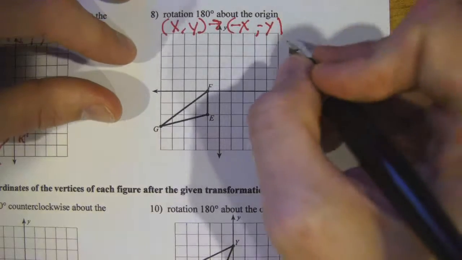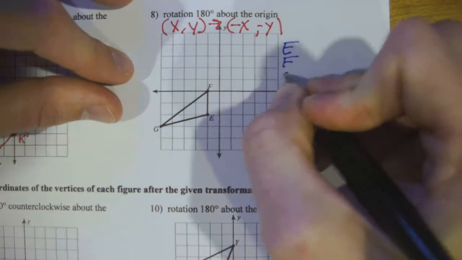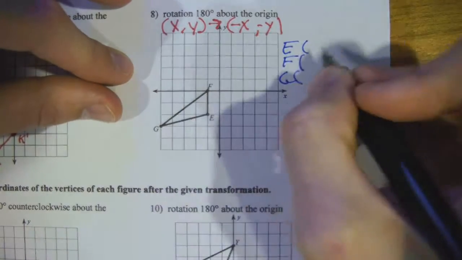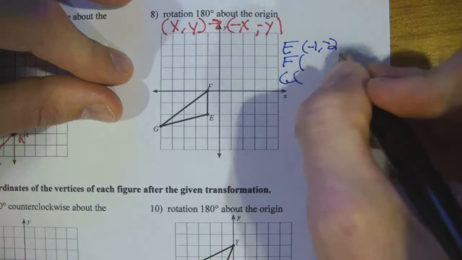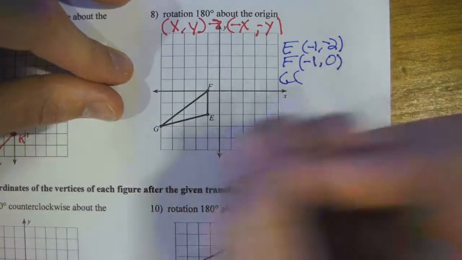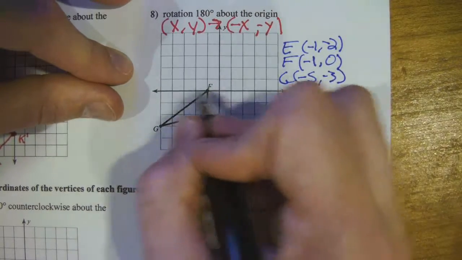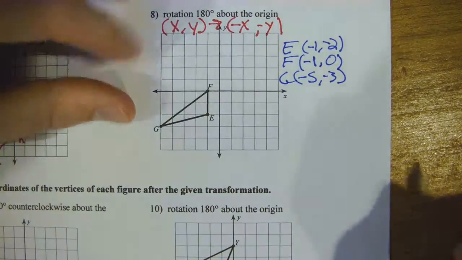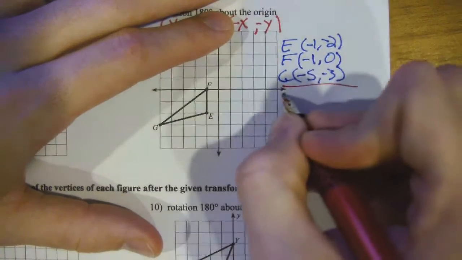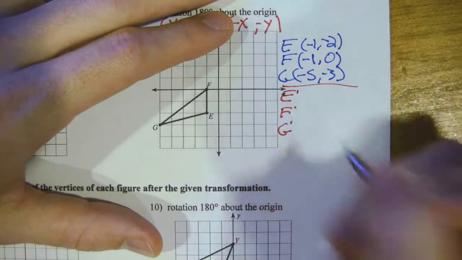So we've got, let's see, E, F, G. So let's get those coordinates. E is at -1, -2. F is at -1, 0. G is at -5, -3. So again, over 5, down 3. Looks good. Let's get our new coordinates drawn in. So we've got E, F, and G prime.